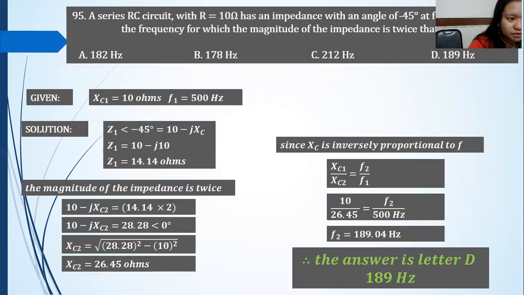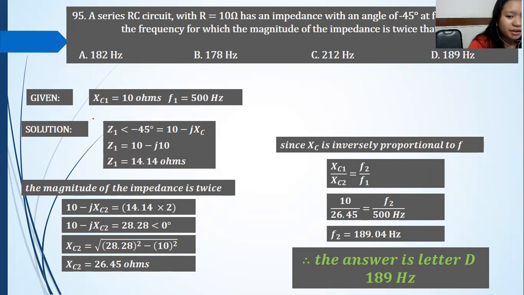So number 95. A series RC circuit with R equal to 10 ohms has an impedance with an angle of negative 45 degrees at f1 equal to 500 hertz. Find the frequency for which the magnitude of the impedance is twice that at f1. The choices: A, 182 hertz, letter B, 178 hertz, letter C is 212 hertz, and letter D is 189 hertz. Given, we have R, which is 10 ohms, and f1 is 500 hertz.